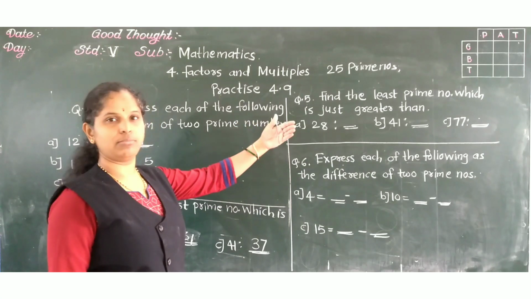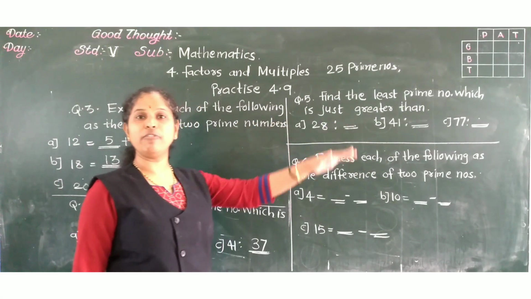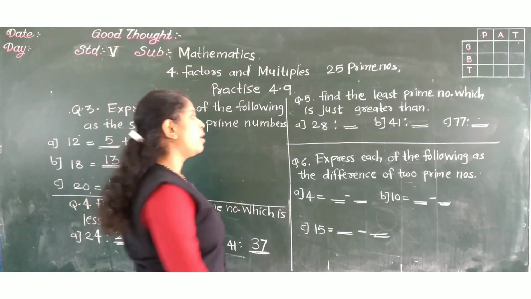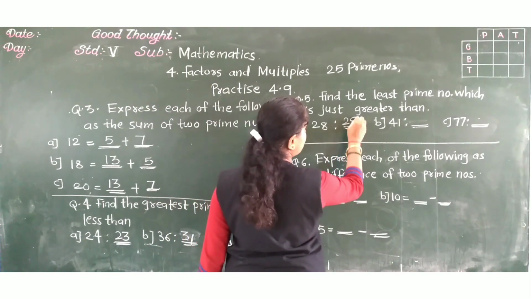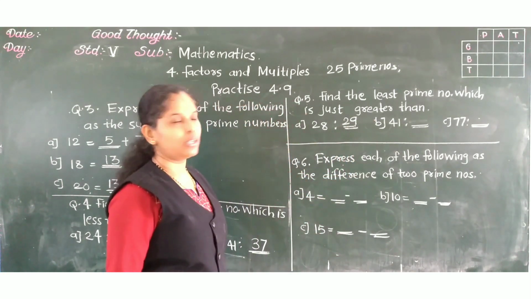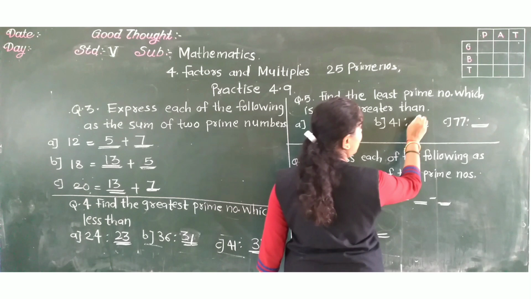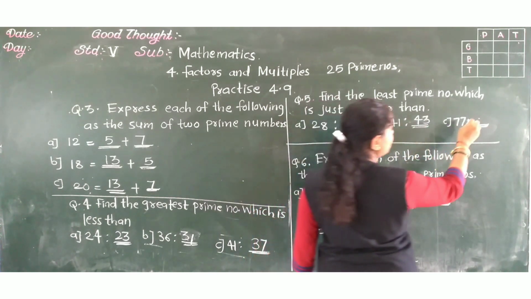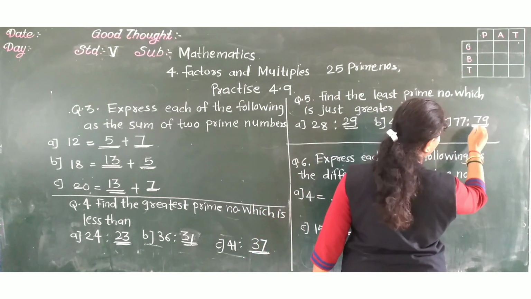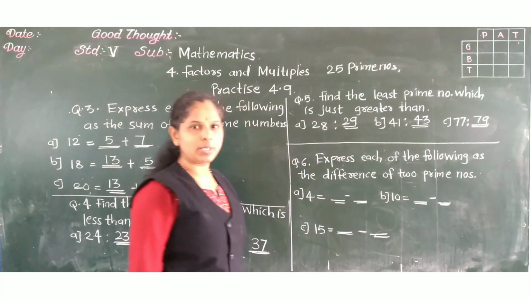Means after 28, immediately which prime number comes? 29. After 41, 43. And after 77, 79. Okay, these are the prime numbers.